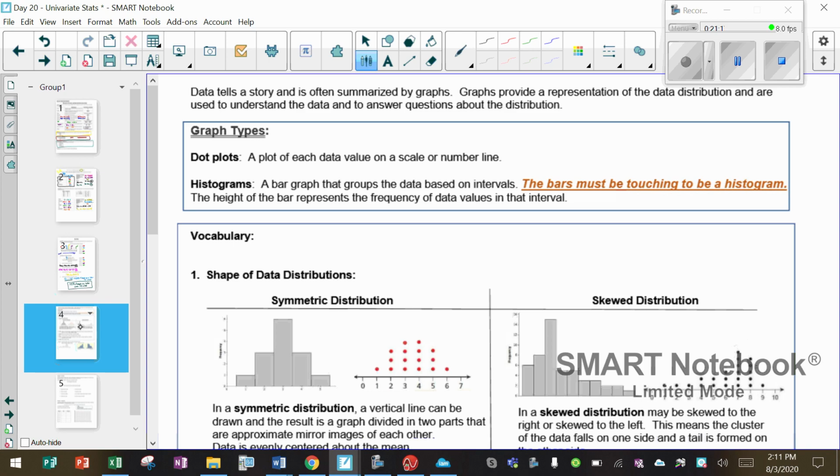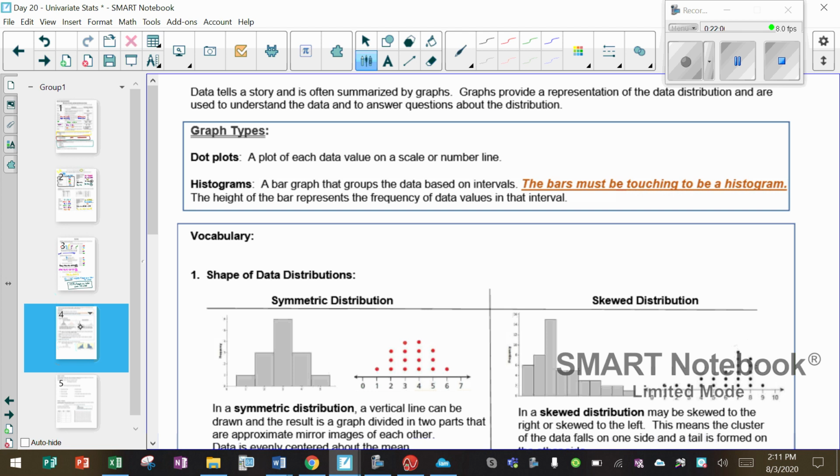So there are two types of graph we're going to focus on right now, the dot plots and the histograms. A dot plot is a plot of each data value on a scale or number line. So a dot plot shows every single score. The histogram is a bar graph that groups the data into intervals. One thing that's different between a histogram and just a generic bar graph, a histogram has to have the bars touching. And a regular generic bar graph does not have to have the bars touching. So that's what makes a bar graph into a histogram, is if the bars touch. So if you're asked to find or locate or draw a histogram, make sure the bars touch.